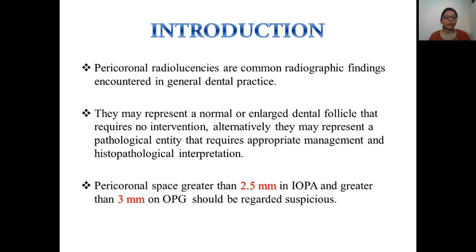Now, what is pericoronal radiolucency? Pericoronal radiolucencies are common radiographic findings encountered in general dental practice. They may represent a normal or enlarged dental follicle that requires no intervention. Alternatively, they may represent a pathological entity that requires appropriate management and histological interpretation. A pericoronal space greater than 2.5 mm in an IOPA and greater than 3 mm in an OPG should be regarded as suspicious.